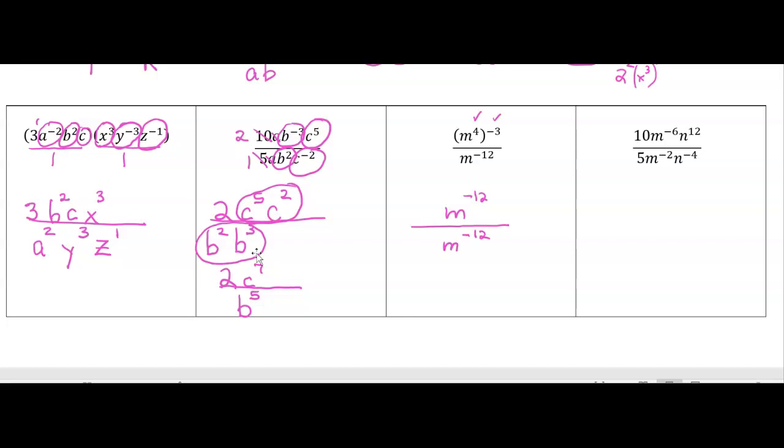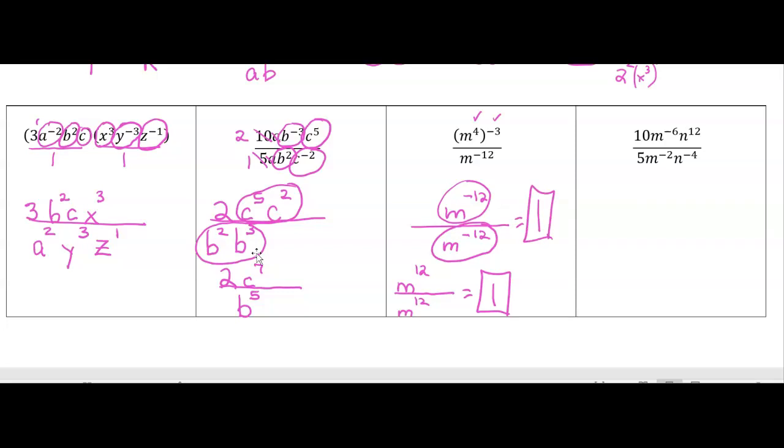Well, honestly, anything over itself is 1. I know that's going to be 1, but I can redo it. The m to the negative 12 doesn't like it in the top. I can bring it down and make it m to the positive 12, and the m to the negative 12 in the bottom, I can bring it up and make it m to the positive 12. M to the 12 over m to the 12 is 1, but really, truly, I knew that right here.